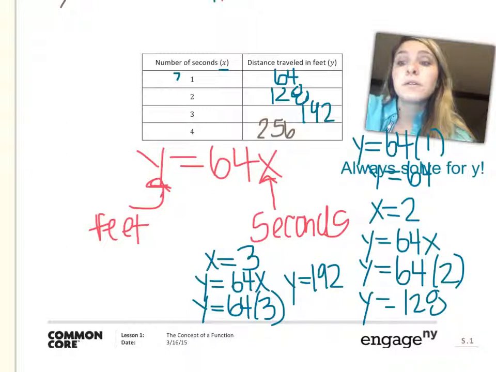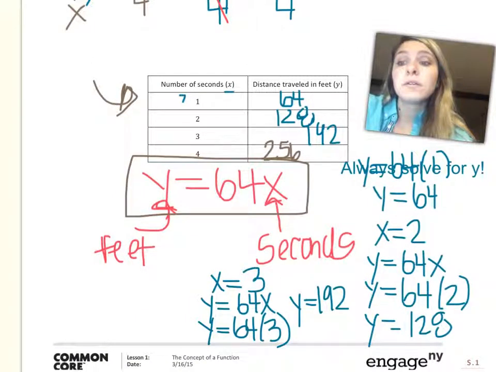So now, based on just the information in the table, I was able to write an equation, which was solved for y, and I was able to complete my table. We will go ahead and start at example 2 in class.